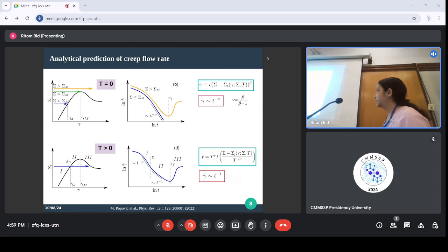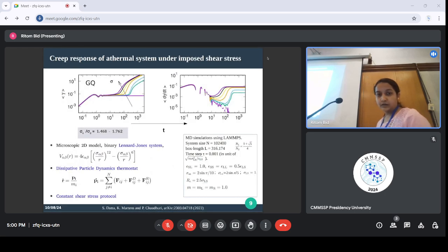Now, very recently in that paper, the authors have analytically predicted the strain rate behavior in this creeping regime for both the athermal and thermal system. And for the glassy, thermal system, they have predicted that the strain rate decays with the inverse of time, and this is material independent, whereas for the athermal system it's material dependent, because this nu is dependent upon beta, which is a material specific parameter.